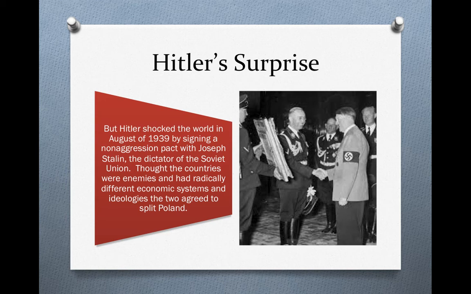But Hitler actually shocks the world in August of 1939 by signing a non-aggression pact with Joseph Stalin, the dictator of the Soviet Union. So, though the countries were enemies and had radically different economic systems and ideologies, the two agreed to split Poland. So Germany's going to take over Poland, and the Soviet Union's going to help, and they're not going to fight each other, but they're just going to get half of Poland.